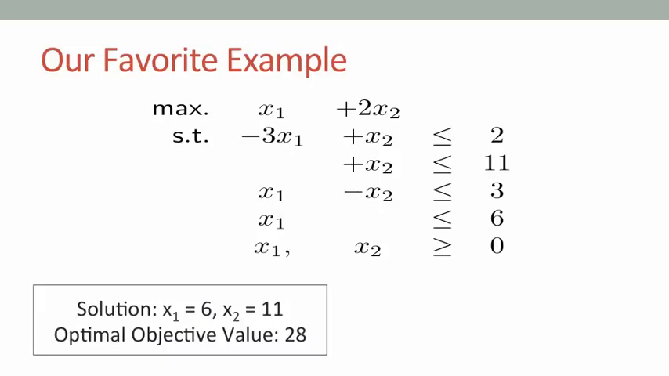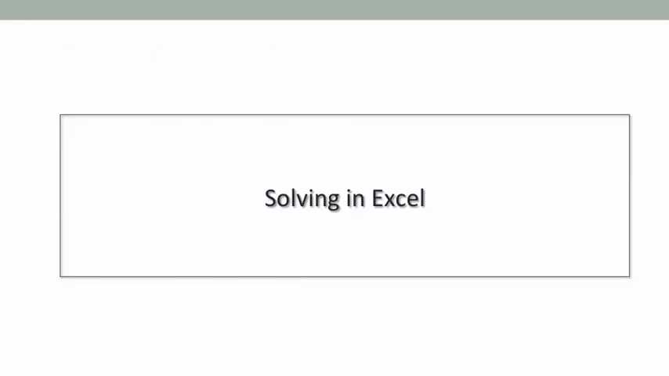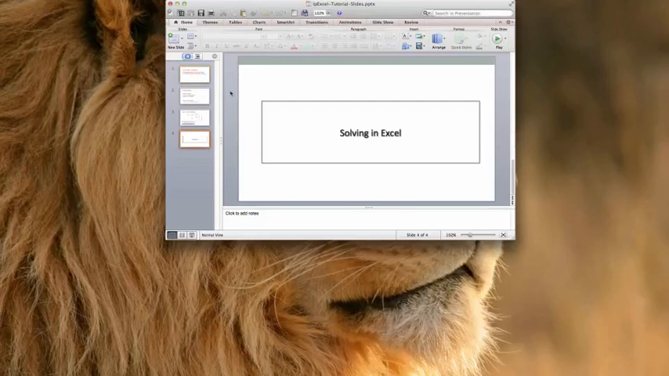And therefore, let's take our favorite little example of this linear program to maximize x1 plus 2x2 subject to these constraints. We have gone through this linear program in our previous videos, and we have convinced ourselves the solution is x1 equals 6 and x2 equals 11. And the optimal objective value we achieved was something like 28. So the question is, how do we solve this linear program using Excel? On to Excel, and we are now going to see how to solve this linear program.